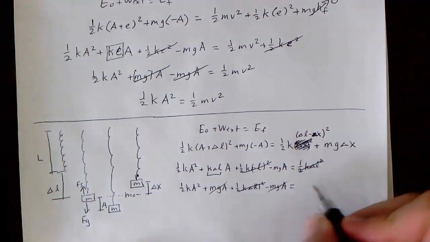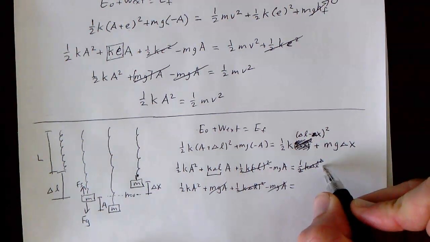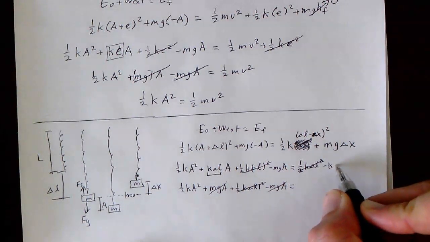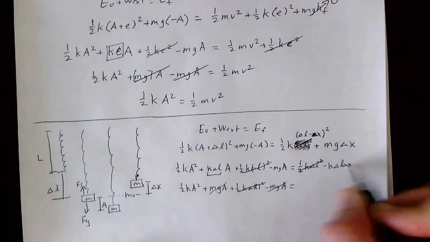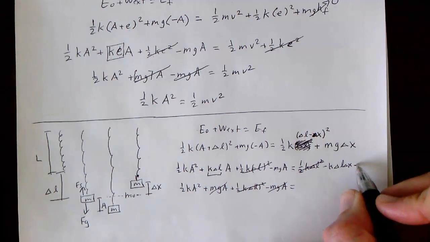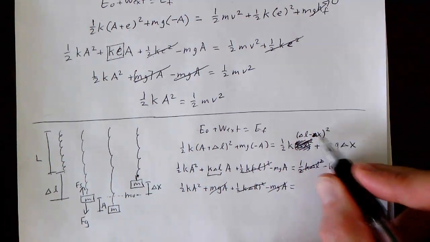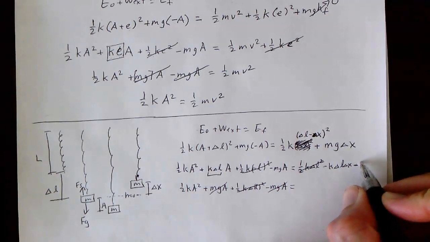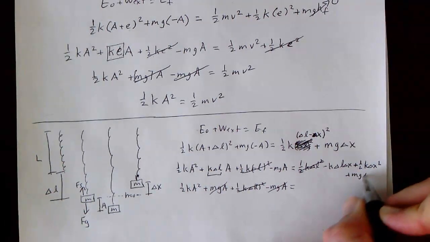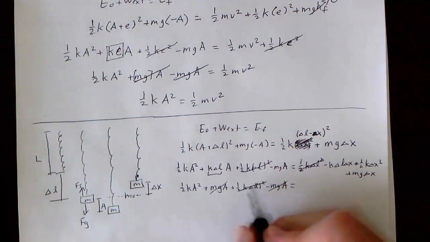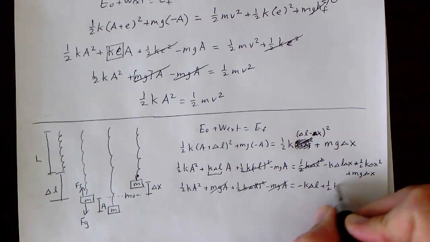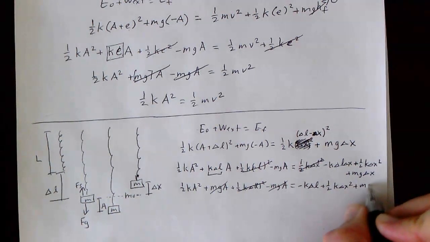So that one's now gone. Minus 2, but there's a half, so minus K delta L delta x, plus, so minus delta x times delta x, even though it's negative, is delta x squared, so plus 1/2 K delta x squared, and I still have this plus mg delta x, and I canceled out this one with that one, so now these are gone, so I have minus K delta L delta x plus 1/2 K delta x squared plus mg delta x.